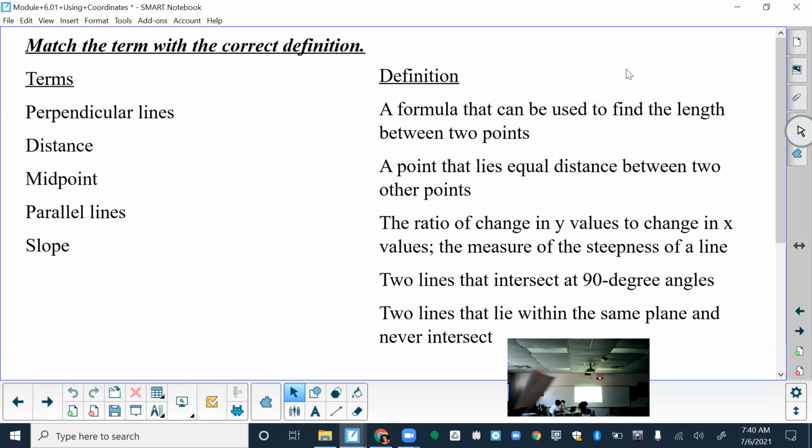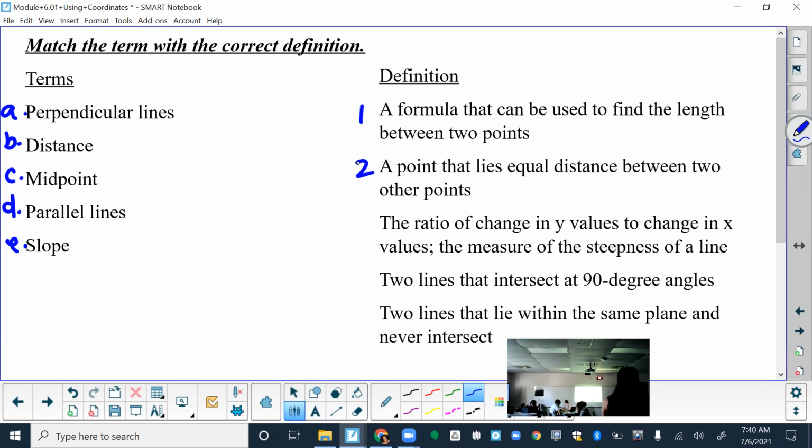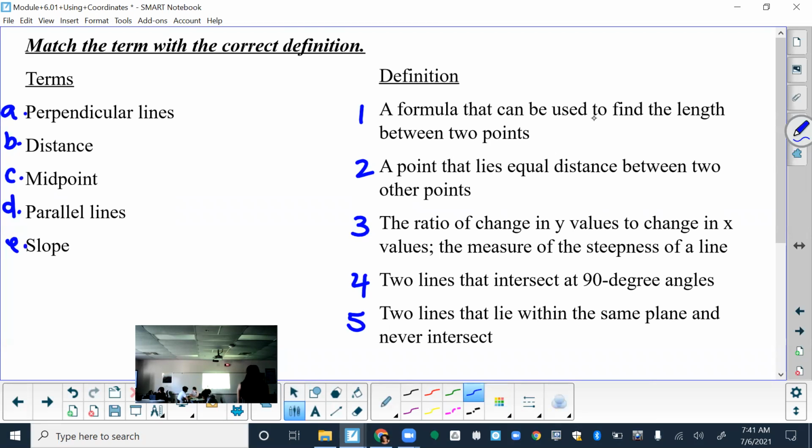All right, so what definition, and I'll kind of letter them to make them easier to see. You can do 1, 2, 3, 4, and 5. All right, so for the first definition, a formula that can be used to find the length between 2 points. Which definition closely matches number 1? Yes? Number 4.